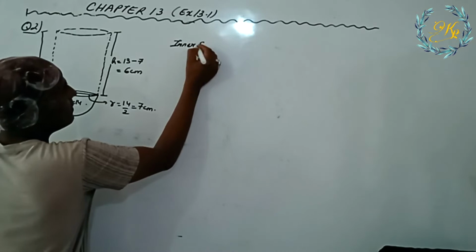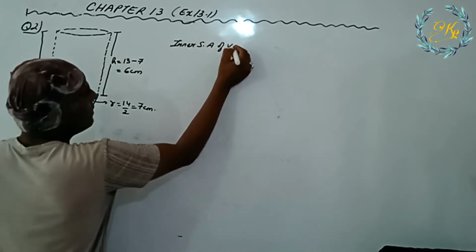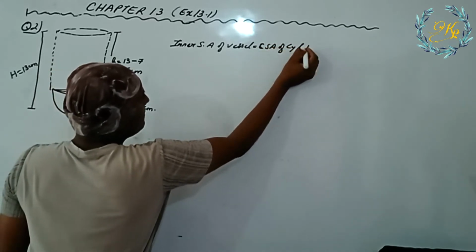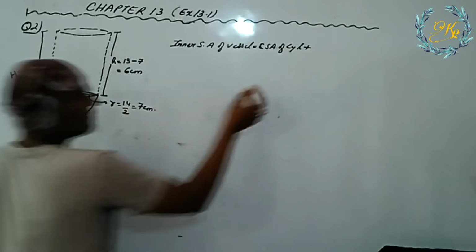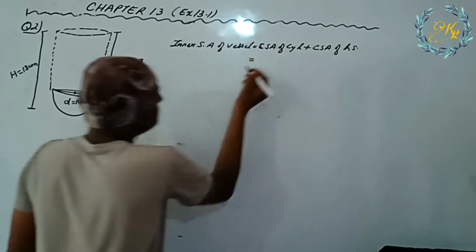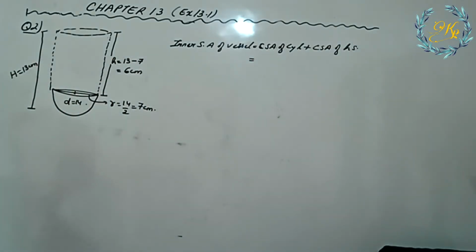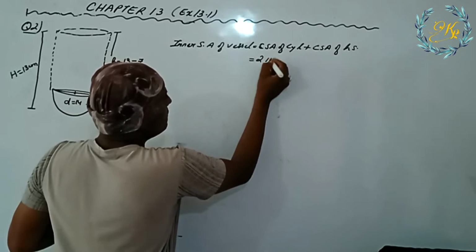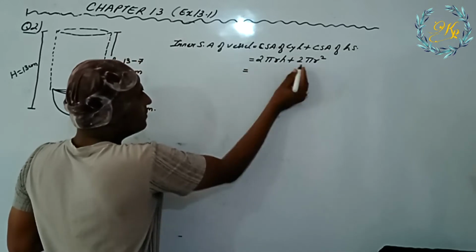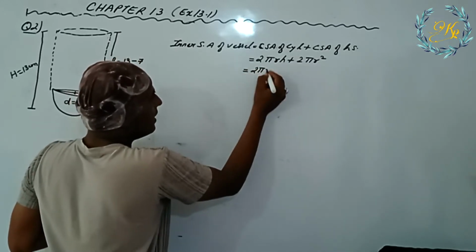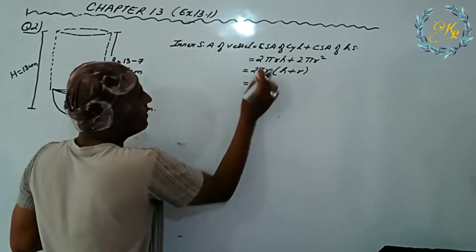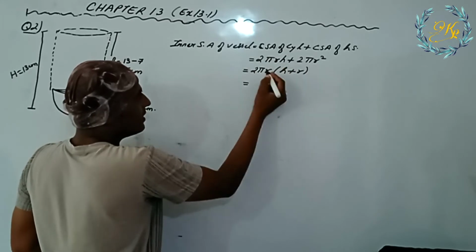Inner surface area of vessel is equal to curved surface area of cylinder. You can see first cylinder and then the hemisphere plus curved surface area of hemisphere. Now the formula to find the curved surface area of cylinder is 2 pi r h and hemisphere, it is hollow, 2 pi r square. Of these values you can take 2 pi common and r common. So we are left with h plus r. 2 pi can be taken common, a single r can be taken common.